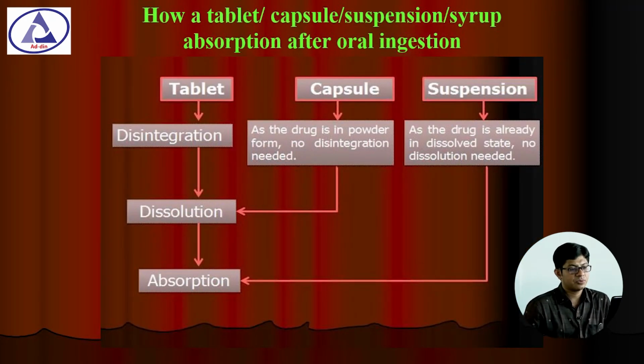How does a tablet, capsule, suspension or syrup get absorbed after oral ingestion? A tablet goes first through disintegration, then dissolution, and at last absorption occurs. But in the case of a capsule, as the drug is in powder form, no disintegration is needed; it goes to dissolution and then absorption occurs. For a suspension, as the drug is already in a dissolved state, no disintegration or dissolution is needed; the drug goes directly to absorption.